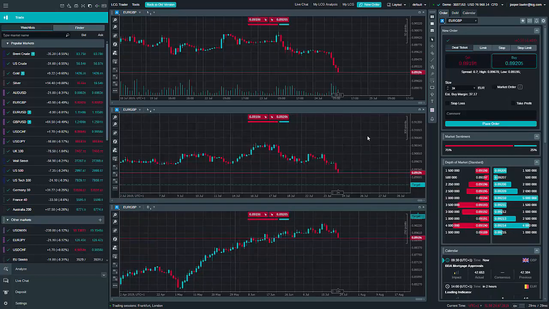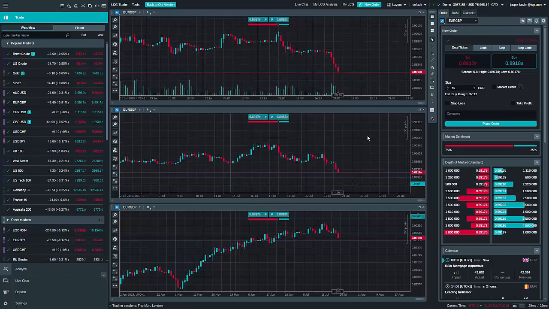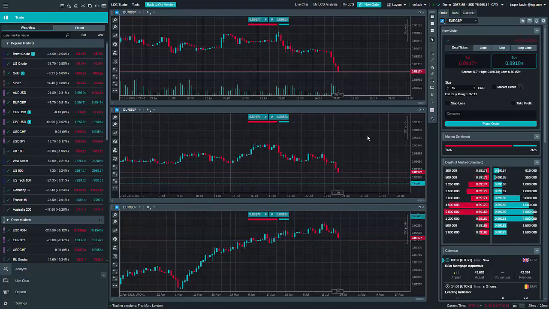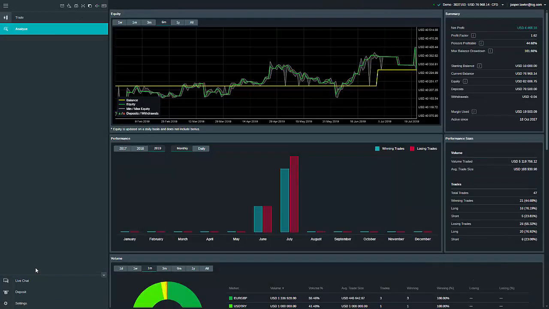Now, almost as importantly as placing the trades themselves is analyzing your past trading performance, obviously with a mind to improving that performance moving into the future. That's a lot easier to do with the LCG Trader platform. A lot of the things people had to scribble down on pieces of paper or use Excel spreadsheets for can now be done right from the platform. So you move from the trade tab where you place the trades through to the analyze tab for analyzing trades.